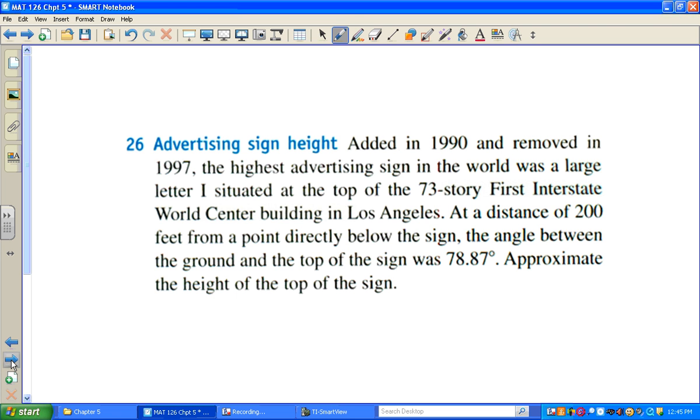The highest advertising sign in the world is large letter I, situated at the top of the 73-story First Interstate World Center building in Los Angeles. There you go. Trivia. At a distance of 200 feet from the point directly below the sign, the angle between the ground and the top of the sign, what? Oh, from a point. Sorry.